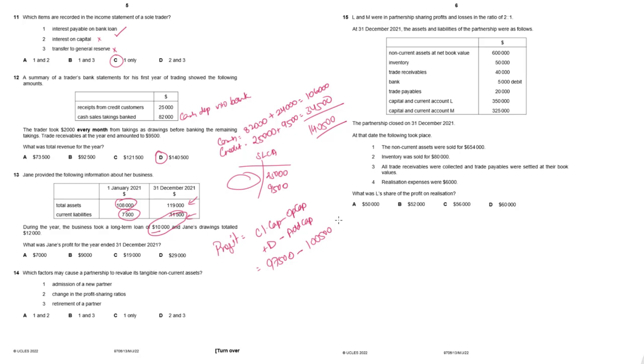To this, we will add the drawings 12,000. There is no additional capital. So if we calculate, we get 9,000 as Jane's profit for the year.